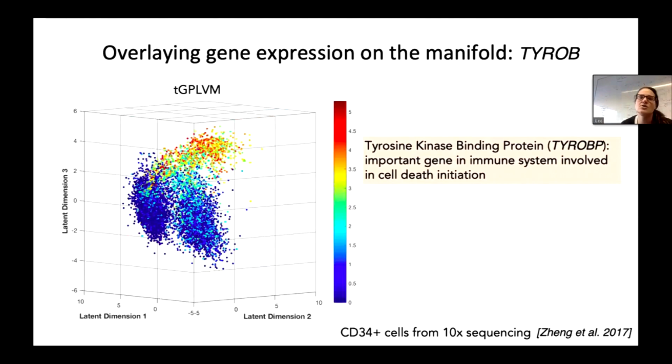Another thing we can do is look at how representative the latent dimensions are with respect to important genes or important features of the cells that we are interested in looking at after the fact. So here what we've done is taken CD34 positive cells from 10x sequencing and done tGPLVM to map them to a three-dimensional space here. And here's a visualization of that space.